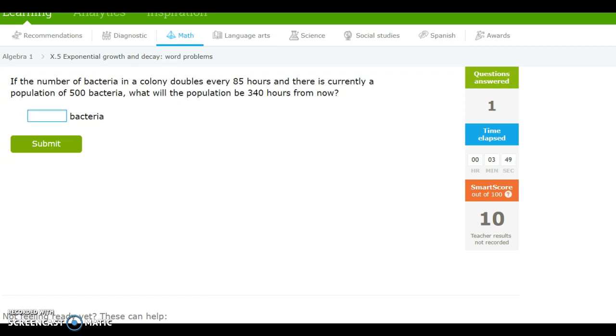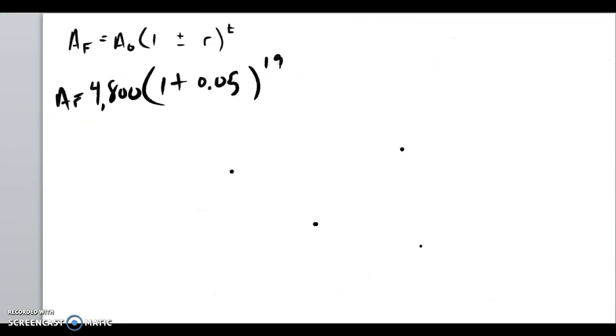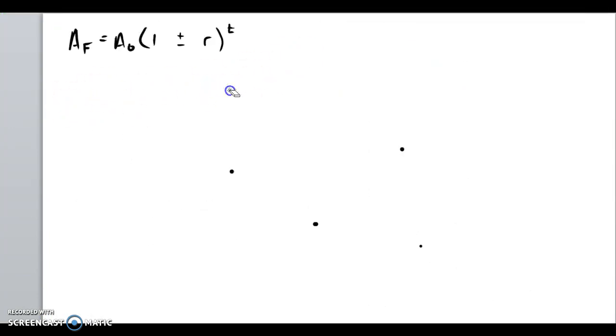So what we're going to do is we're going to set it up. So we start out with 500 bacteria. It's getting a little messy, so let me erase this really fast. So we started with 500 bacteria. That's our original population, 500, and it doubles. So in other words, it increases by 100%. So we can use this again. It increases by 100%. 100% as a decimal is 1.